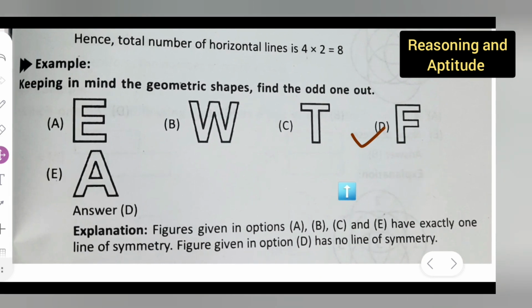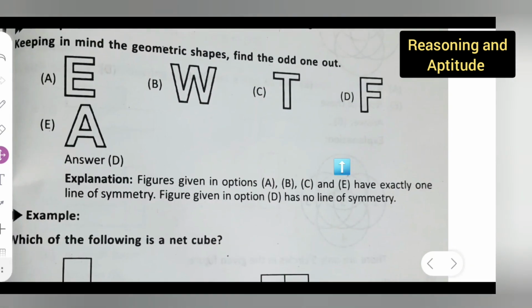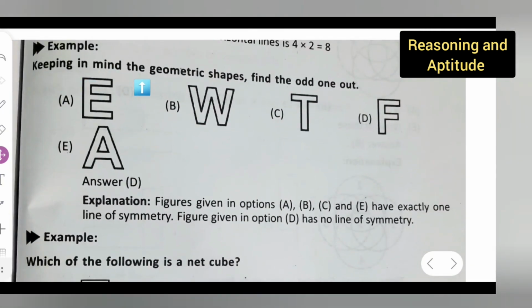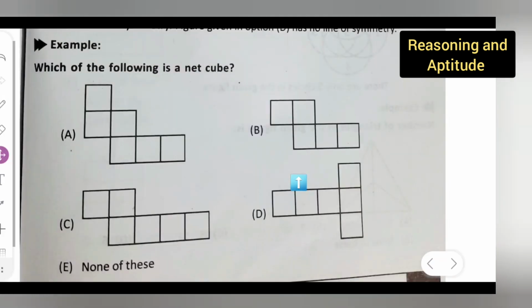Next, moving towards the next example. So keeping in mind the geometrical shape, find out the odd one. Okay, this we have already done, right? And F is the odd one out. Moving towards the next example, let us see which of the following is a net of a cube. From this, option A, B, C, D and E are given. Now which one is the correct option? Option D is the correct option, because only the figure given in option D can fold to make a model of a solid shape.